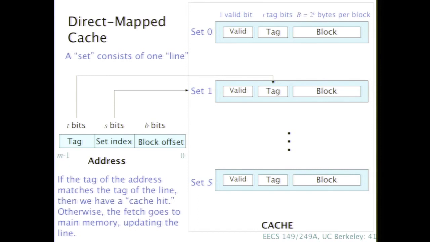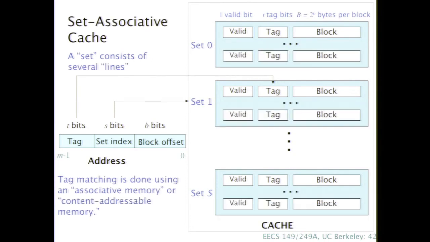to one of these fields here. So it matches that tag, and then it looks up if the tag of the address matches the tag of the line, then we have a cache hit. Otherwise, it passes the fetch on to the main memory. So a set associative cache elaborates this a little bit and says, well, you can actually have several lines in each set.